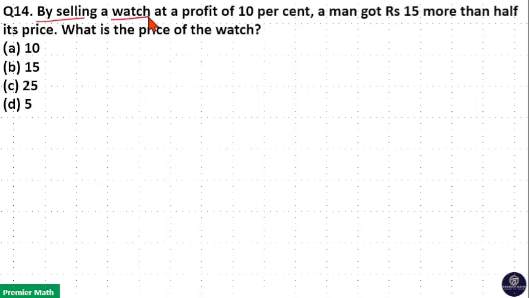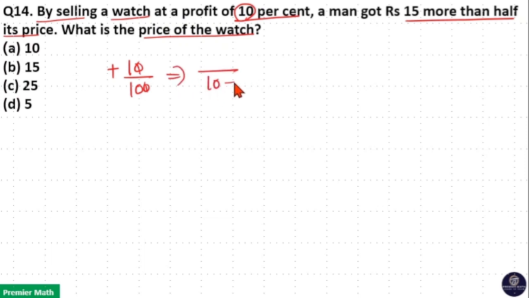By selling a watch at a profit of 10%, a man got 15 more than half its price. What is the price of the watch? Here, profit is 10%. Profit means plus, 10% means 10 by 100. So plus 1 by 10 means if 10 part is the cost price, then 10 plus 1, 11 part is the selling price. Now, this man got 15 more than half its price.